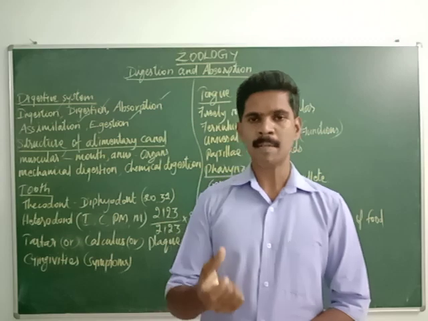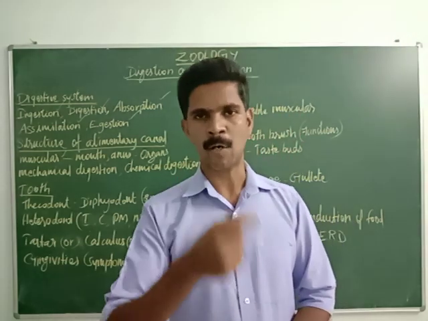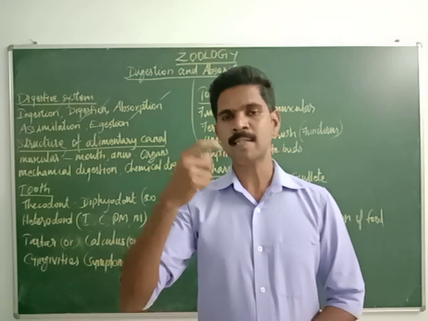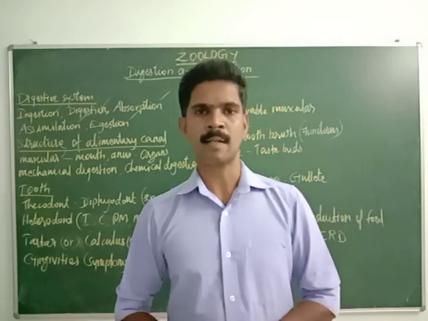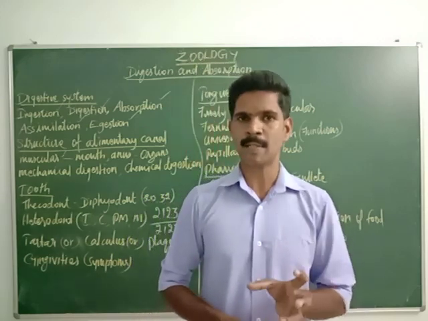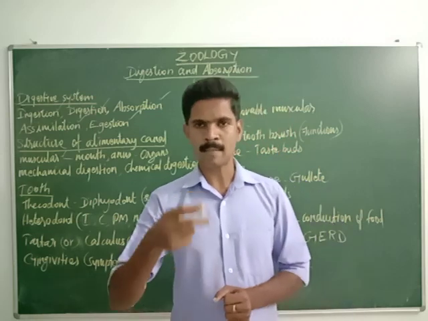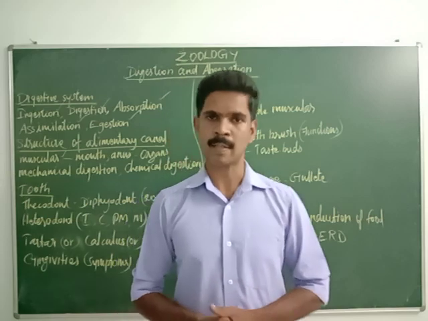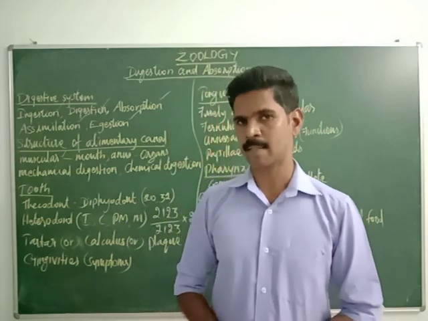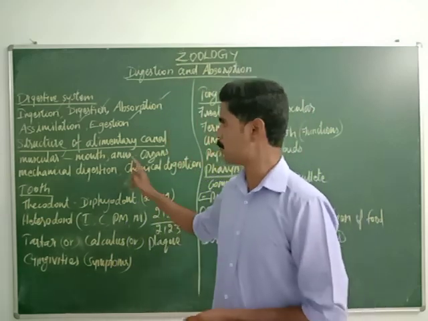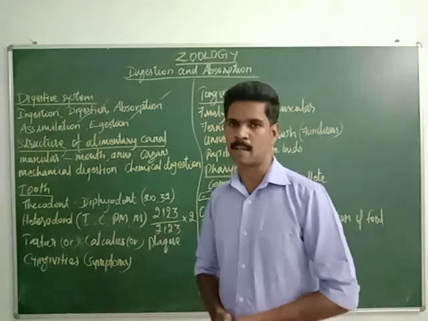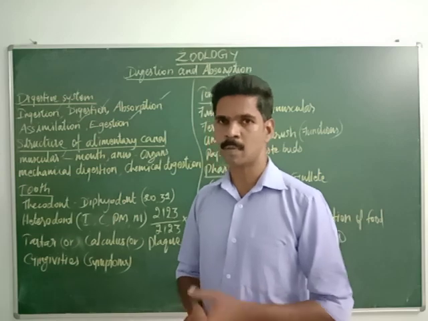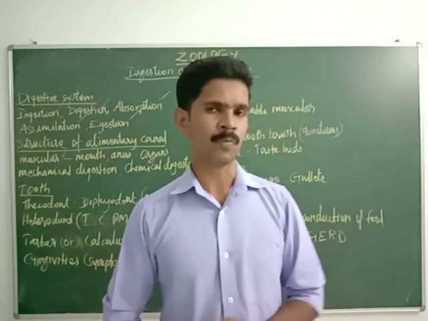Then, the alimentary canal starts with the mouth and ends with the anus. In the anterior end of the alimentary canal, the mouth is present. The opening there is called the mouth, and the posterior end of the alimentary canal also consists of an opening. This opening is called the anus. So this is the second point about the structure of the alimentary canal. Do you understand? Then first you are going to study the nature of our mouth.